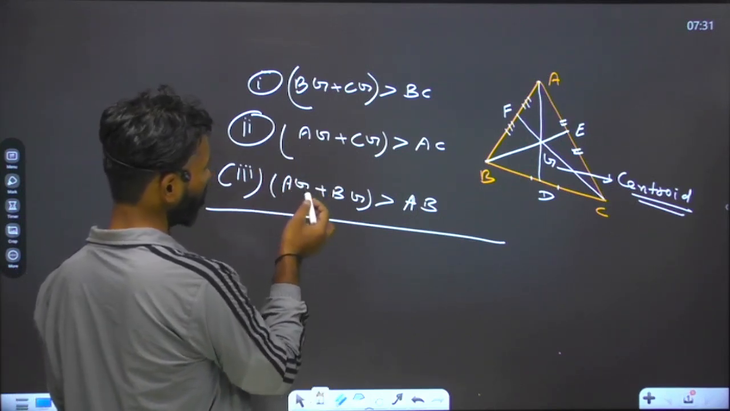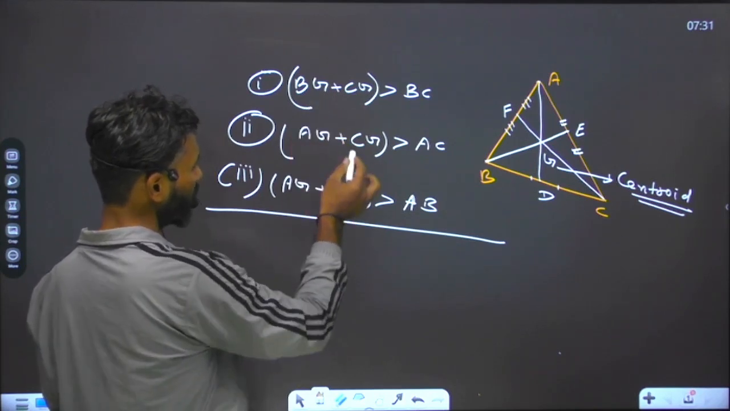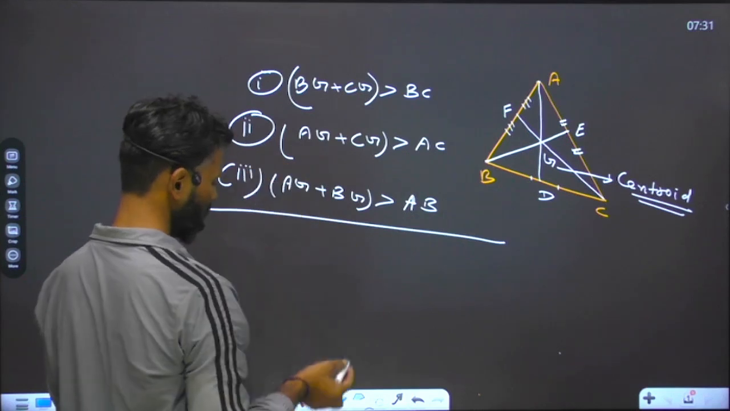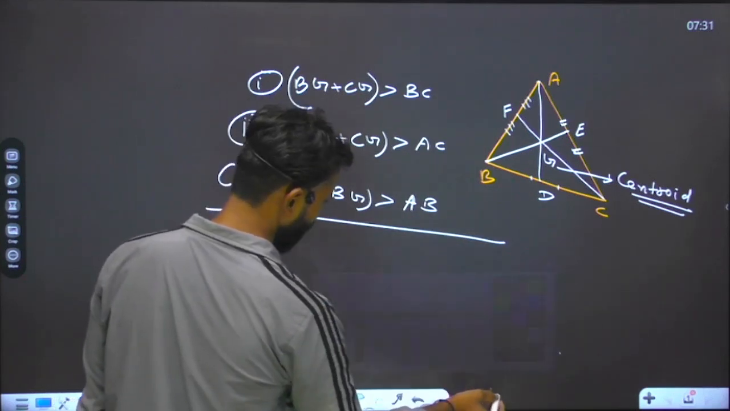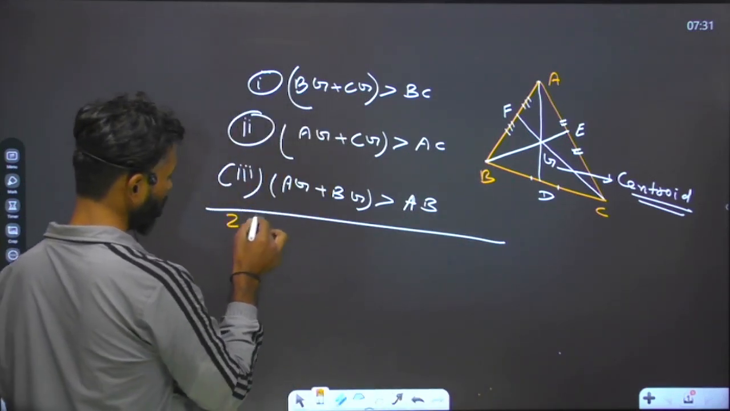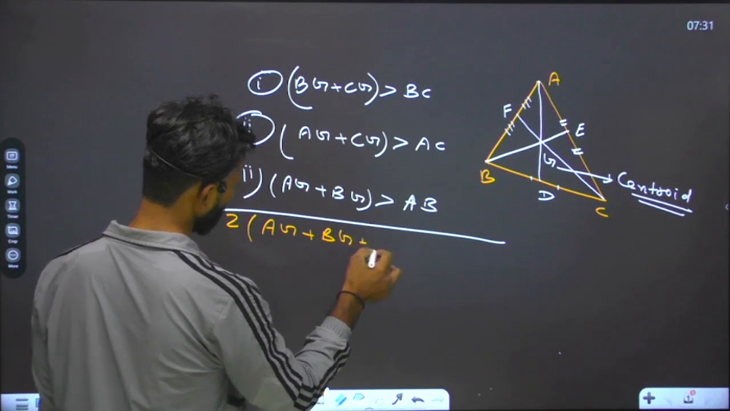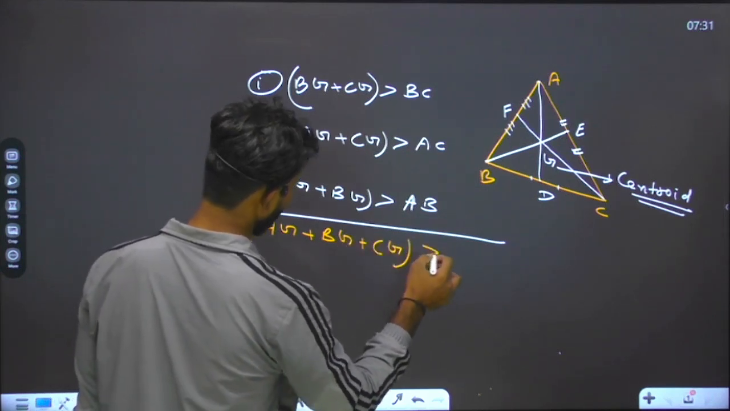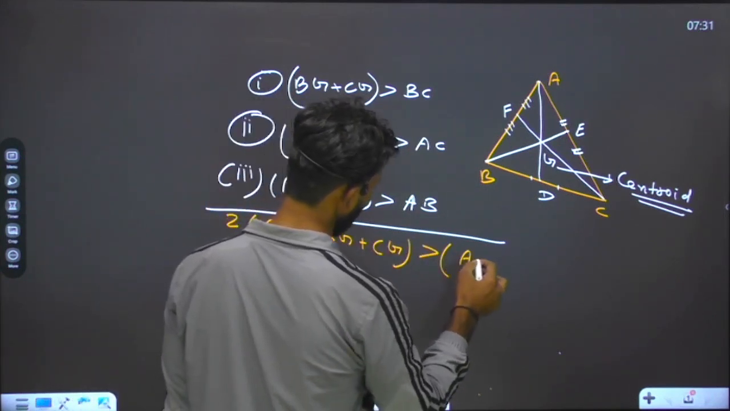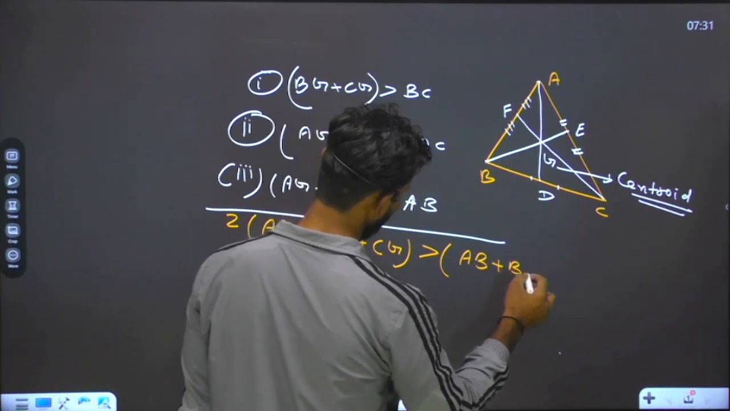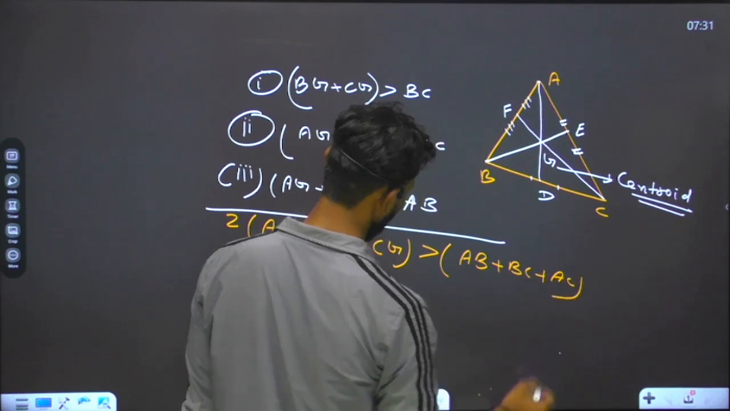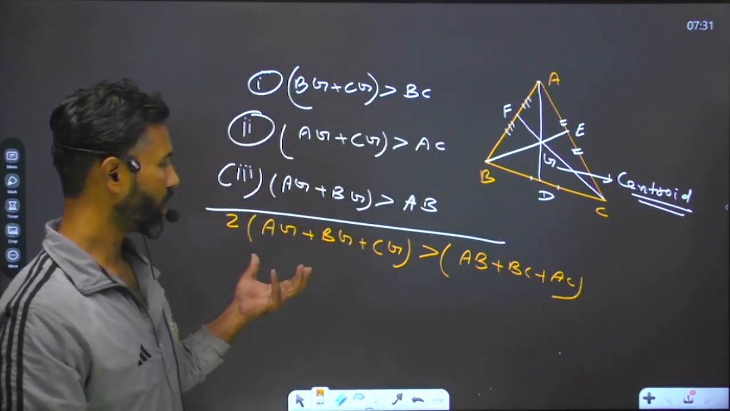AG and AG, it will be 2AG, BG plus BG is 2BG, CG plus CG is 2CG. So taking 2 common, it becomes 2 times AG plus BG plus CG, which will be greater than AB plus BC plus AC. Understand that? So this is the concept.